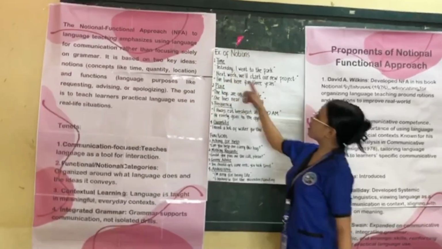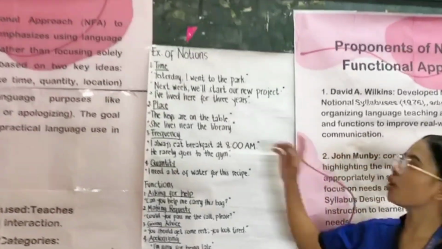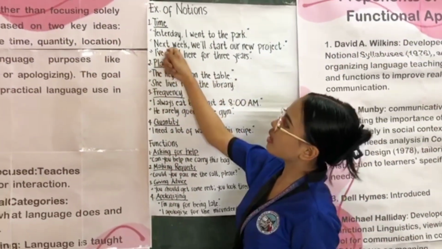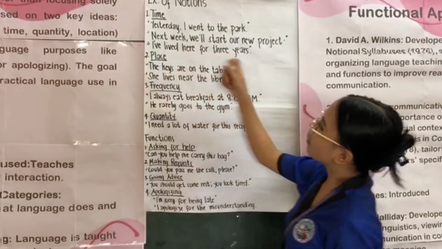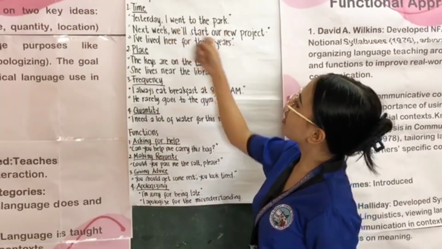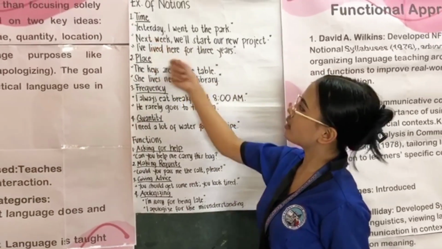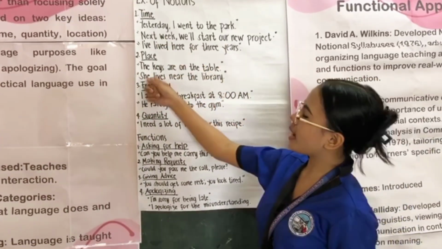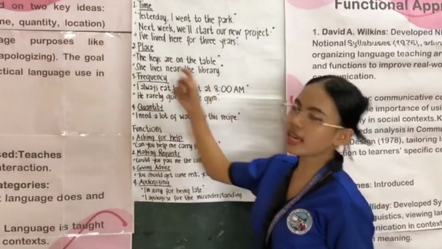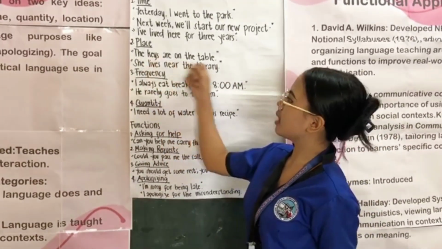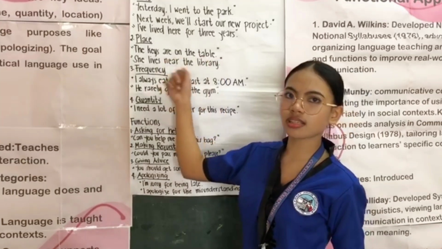Second, "Next week we'll start our new project." The notion here is next week because it talks about the time of the sentence. And then, "I've lived here for 3 years." The notion here is 3 years because it talks about time. Next is place. In the sentence, "The keys are on the table," the notion of the sentence is on the table because it talks about place.